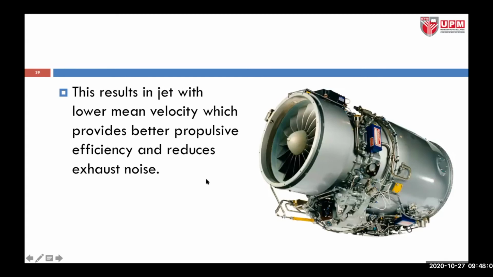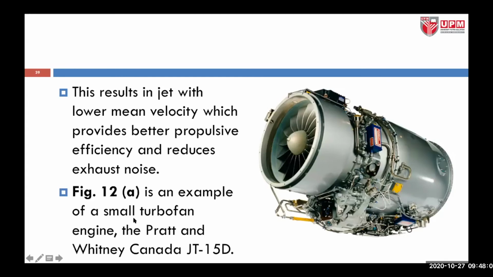An example is shown here of a small turbofan engine, the Pratt and Whitney Canada JT15D. This results in a jet with lower mean velocity, which provides better propulsive efficiency and reduces exhaust noise, because you have a bypass flow of air that then rejoins the main core air coming out of the exhaust.